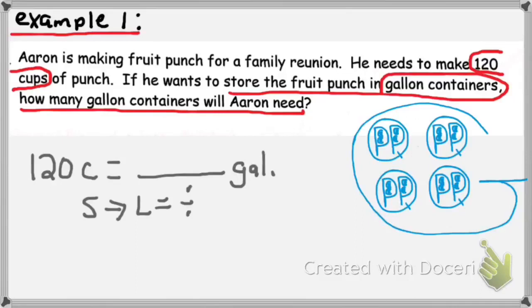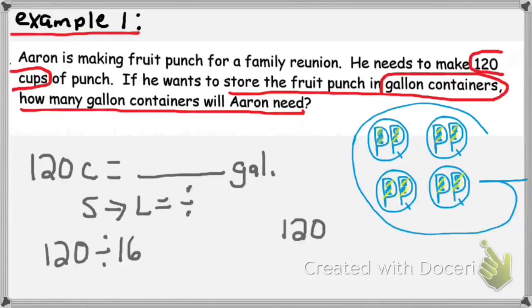So I write down the number they gave me, which is 120. I write down my operation, which is division, and I write down my conversion. How many cups are in a gallon? Well, I look over at my gallon guy and I will count the C's that are inside the G. 1, 2, 3, 4, 5, 6, 7, 8, 9, 10, 11, 12, 13, 14, 15, 16. So there are 16 cups in a gallon, and that's what I'll divide.